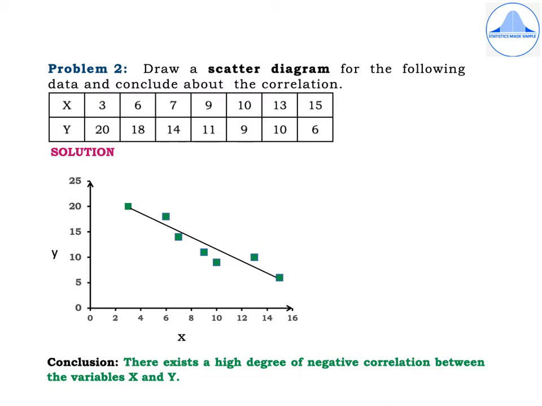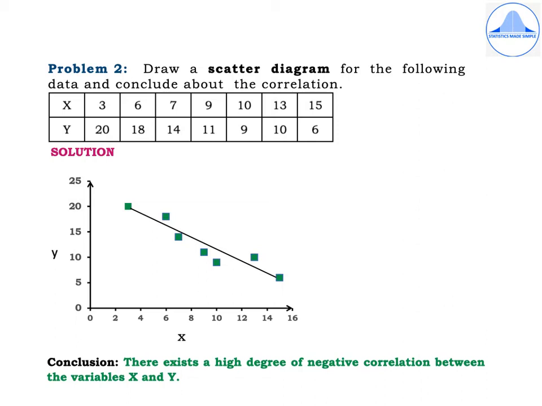Solution. On the x-axis, take the x variable values, and if you observe the x values in the given table, the least is 3 and the highest value is 15. So on the x-axis, I am taking the scale as 0, 2, 4, 6, 8, 10, 12, 14 and 16. Similarly, the y values, the least one is 6 and the highest is 20. On the y-axis, I am taking the scale in terms of 5, that is 0, 5, 10, 15, 20, 25.